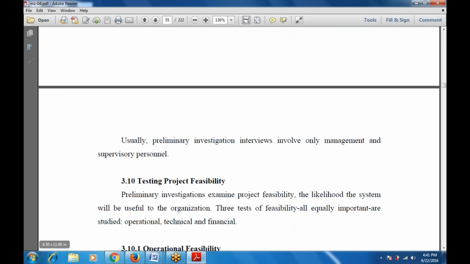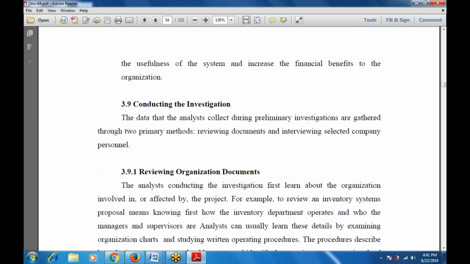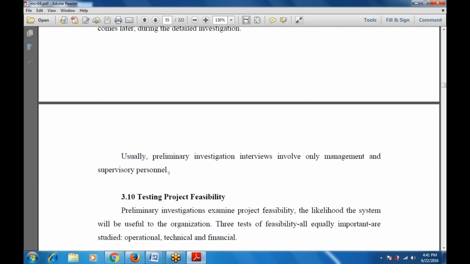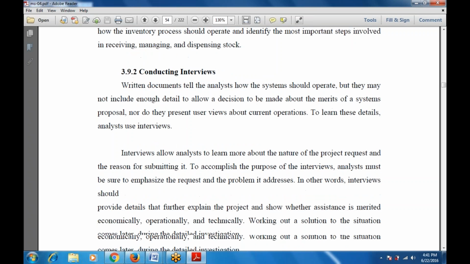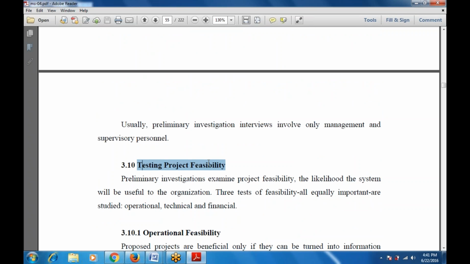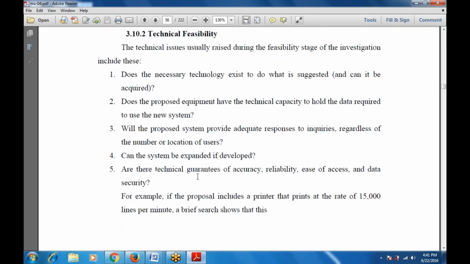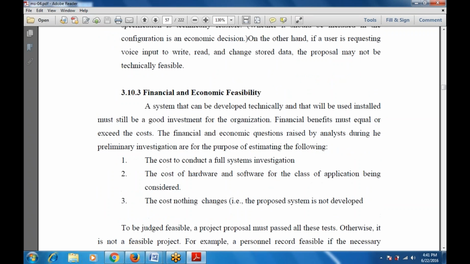Next one is testing the project feasibility. This is conducting the investigation. This is done. Next one is testing project feasibility, meaning how to test the various terms of feasibility.